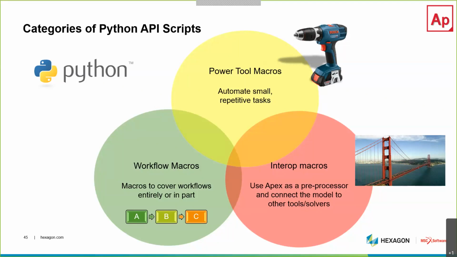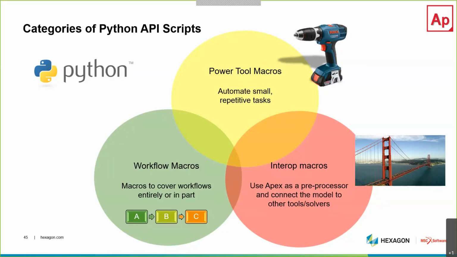There are many. Well, taking that small example, let's say your geometry almost never changes. You want to use that exact same chained ABC workflow. Well, now Python can support that via a workflow macro. And then the third family is interoperability.